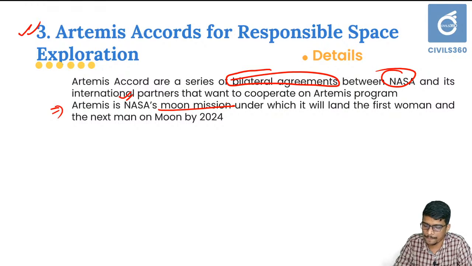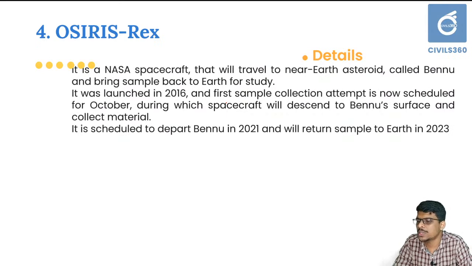The question will be very basic. Either what is the objective of Artemis Accords, or what do you mean by that, or they will give a statement like the Artemis Accord is an agreement made by the UN and a multilateral agreement. There can be a question similar to that, or statements similar to that will be in your question. Okay, just understand things.